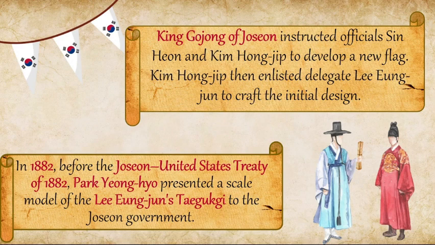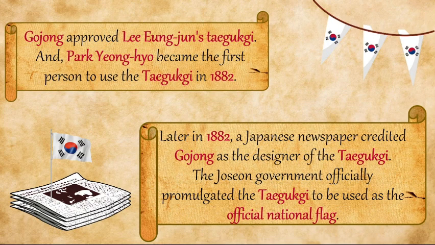Okay, then further, Kim Hong-chip enlisted delegate Lee Eung-jun to craft the design of a national flag for the Korean country. Now in 1882, before the treaty took place, this man named Park Kyung-hyo presented a scale model of Lee Eung-jun's Taegukgi. Now this flag had come into existence, right? To the government, the flag was presented.